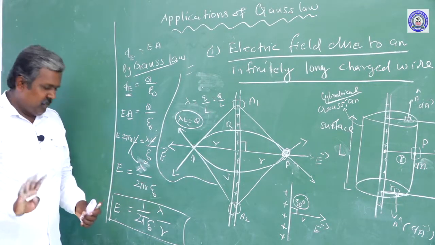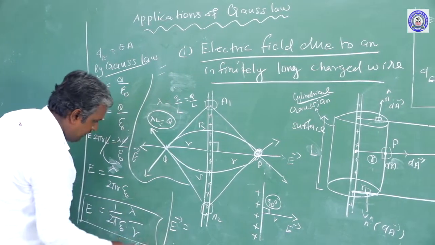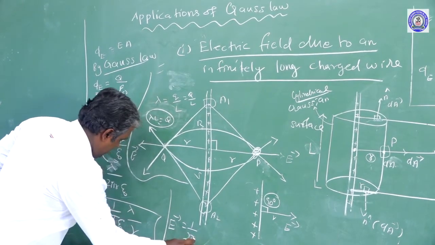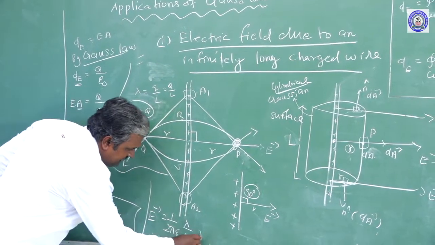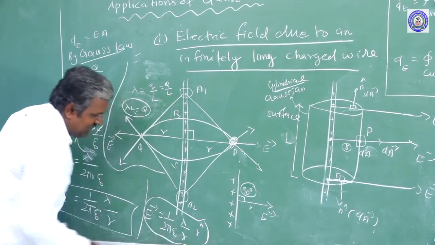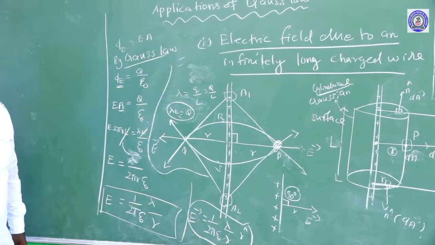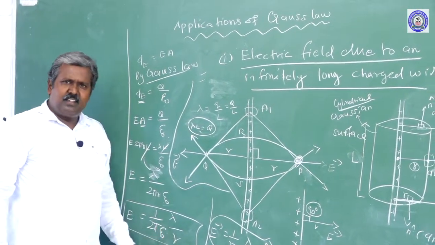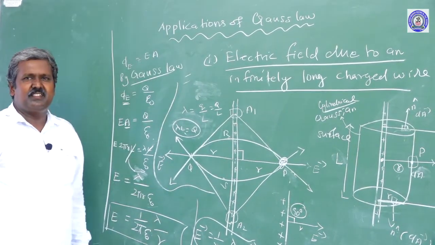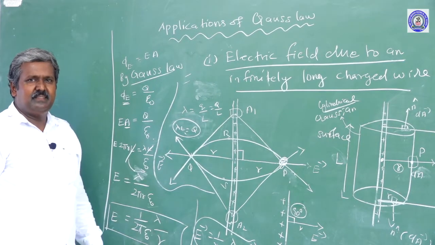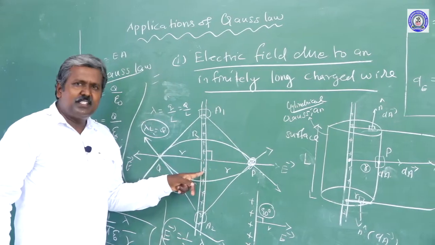Then in vector notation, E vector is equal to 1 by 2 pi epsilon naught, lambda by r, into r cap. This is the unit vector, that means the perpendicular distance. Clear? Very, very simple this. Very, very important question this. 5 marks, in detail.